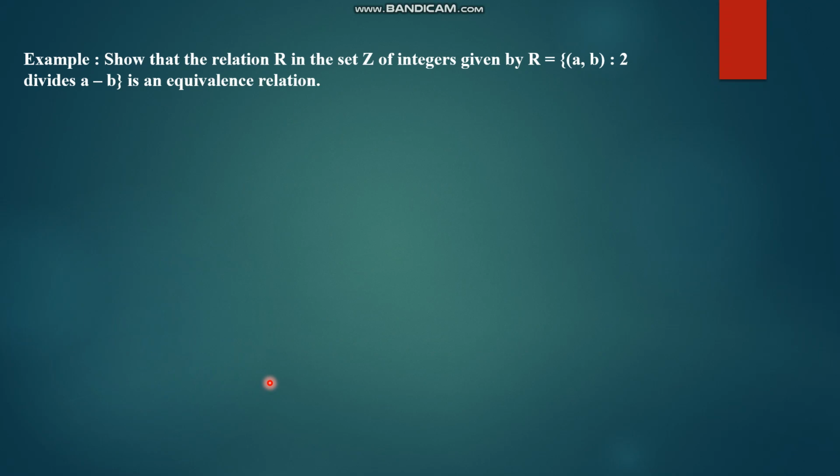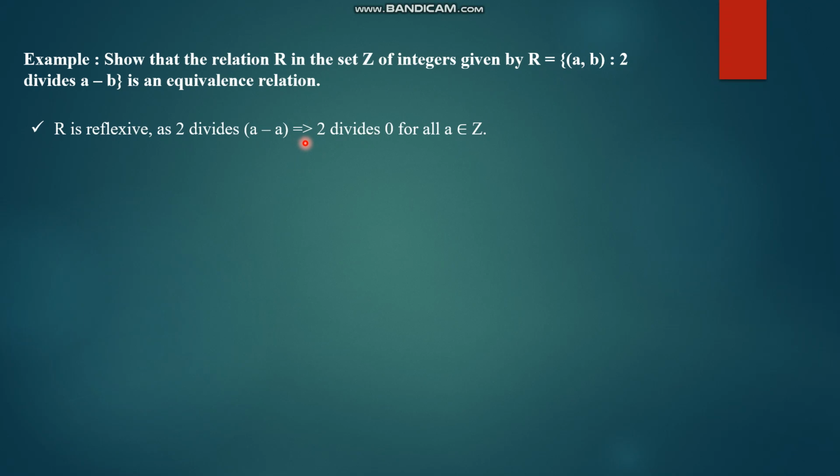Let's take one more example. The example says, show that the relation R in the set of integers given by R is equal to set of all ordered pairs (a, b), where 2 divides a minus b. We have to show that this is an equivalence relation. Now, to show the reflexivity, R is reflexive because, as you know, 2 divides a minus a. We have to replace the second element by the first element itself. a should be related to a itself.